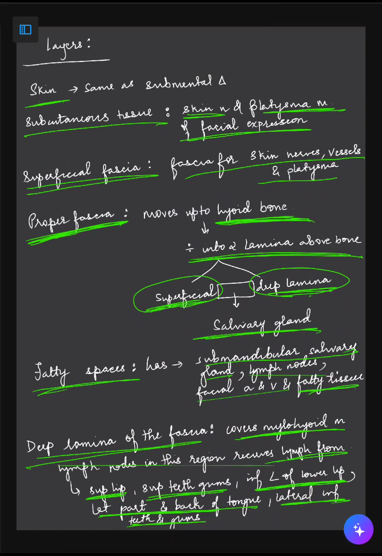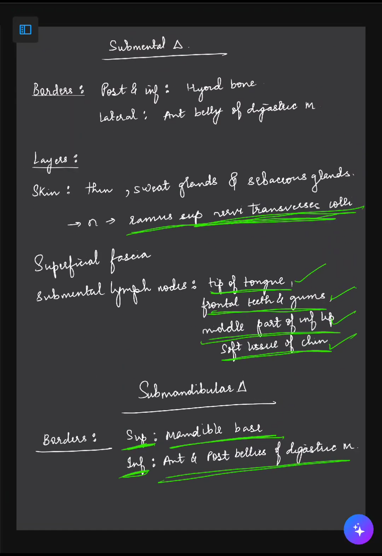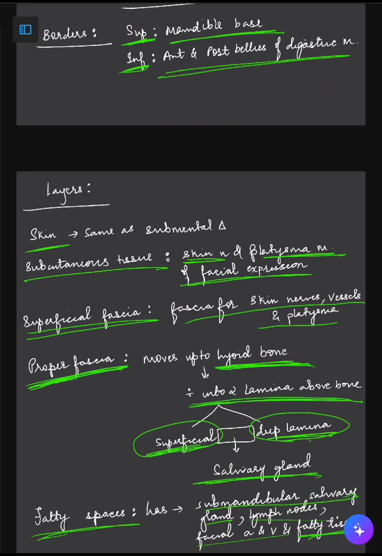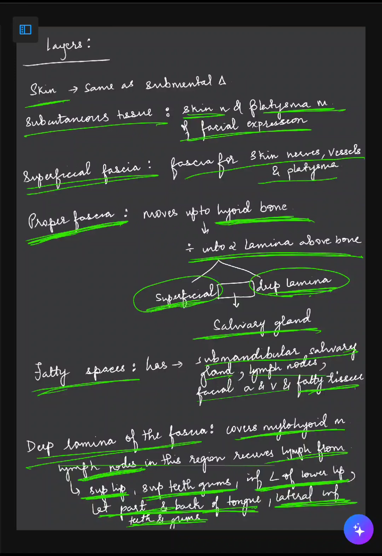And in the submandibular triangle, in the deep lamina of the fascia, there is a lymph node. Now this lymph node collects lymph from where? Superior lip, superior teeth and gum, inferior angle of lower lip, lateral part and back of the tongue, and lateral inferior teeth and gums. Whichever part is remaining, except the lymph nodes of the submental triangle, is all included in this submandibular triangle.